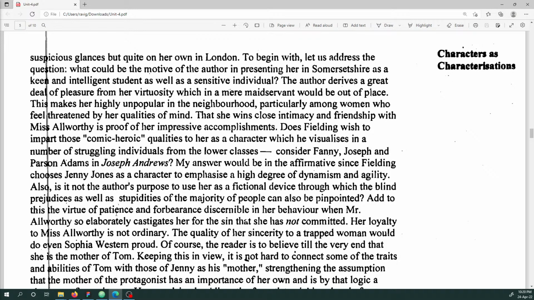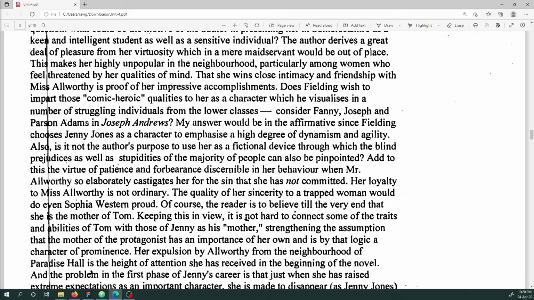Add to this the virtue of patience and forbearance discernible in her behavior when Mr. Allworthy so elaborately castigates her for the sin that she has not committed. Her loyalty to Miss Allworthy is not ordinary. The quality of her sincerity to a trapped woman would do even Sophia Western proud. Of course, the reader is to believe till the very end that she is the mother of Tom.